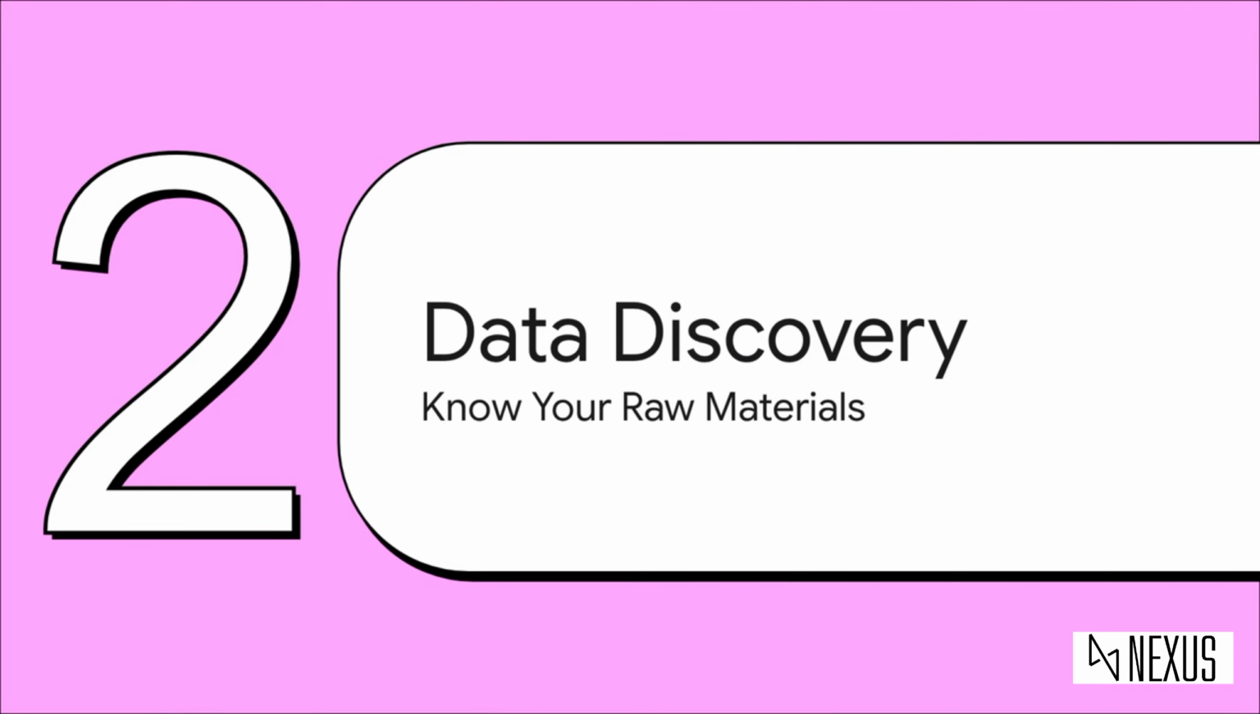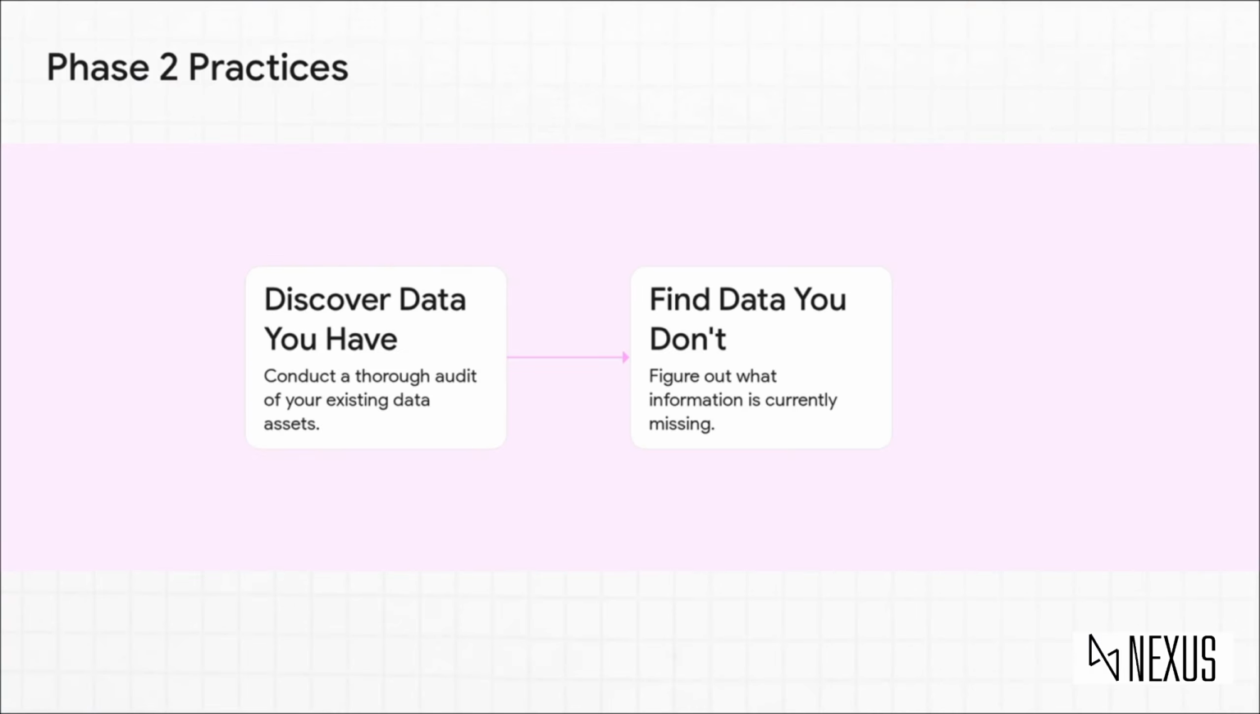Okay, once your strategy is locked in, we move into phase 2, data discovery. This is all about figuring out what raw materials you're actually working with. It's about knowing the data you have and, just as critically, knowing the data you wish you had. Now, this phase has 2 parts, and they're both essential.